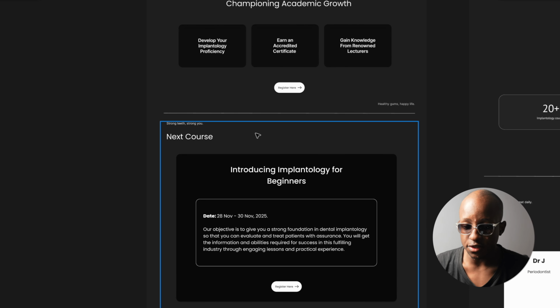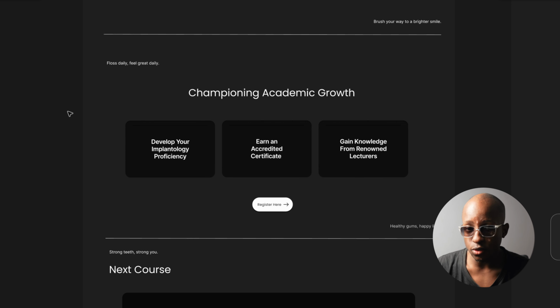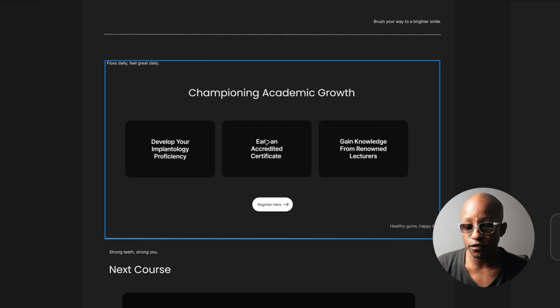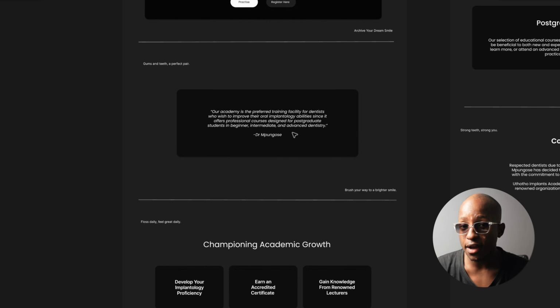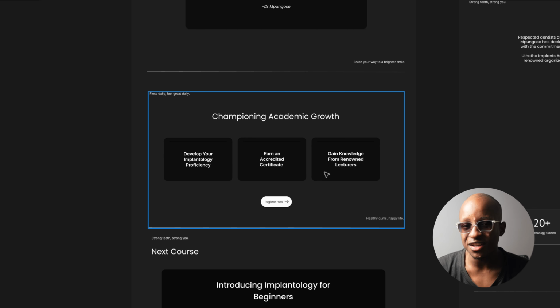Because if you can see the trust indicators, for example, you're hosting live events and people are joining these events, that ultimately gives more trust and credibility, because the main thing is showing what it is that they're actively doing in terms of the service they're providing, so that people have a seamless integration into the platform. What I mean by this is that they simply understand what is going on from the get-go, which is ultimately important. And that's why we have these three trust indicators, which are develop your implantology proficiency and earn an accredited certificate, and also gain knowledge from renowned lecturers.